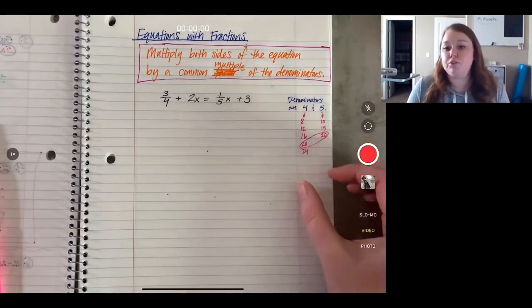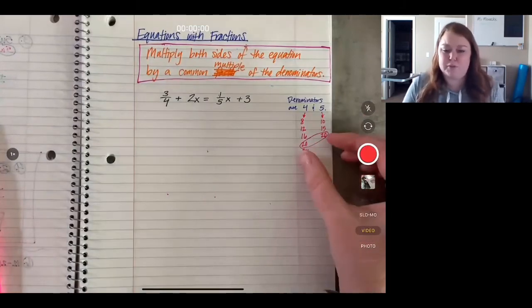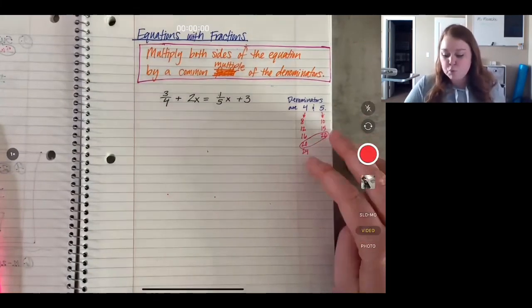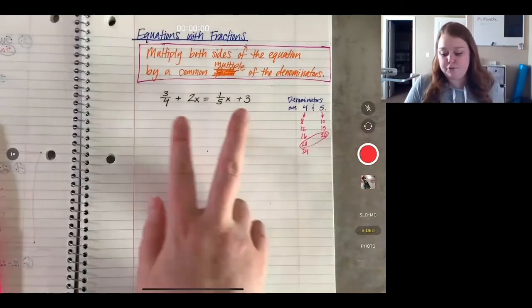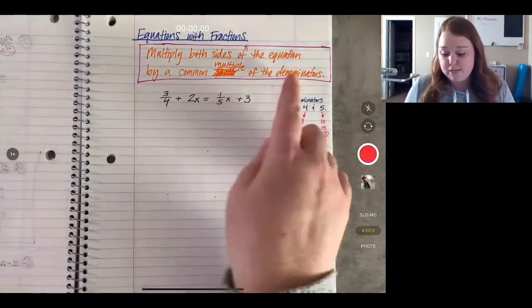For example, you could do 40. 4 goes into 40 and 5 goes into 40, but the smaller number, the better, okay? So 20 is a common multiple of your denominators. And we're going to actually multiply both sides by 20.